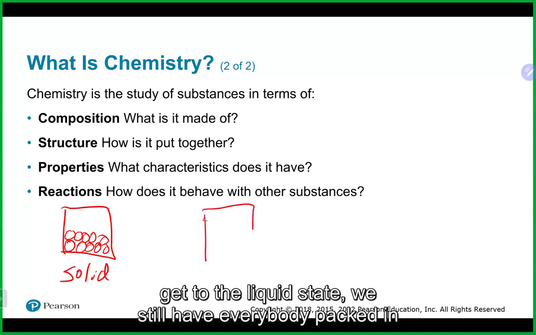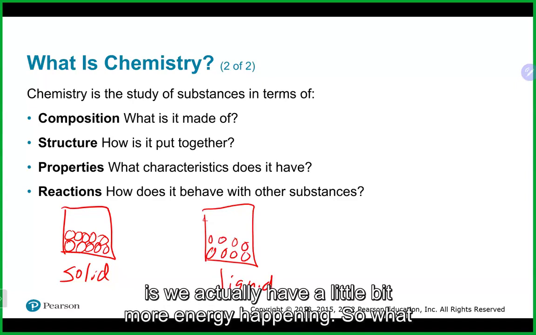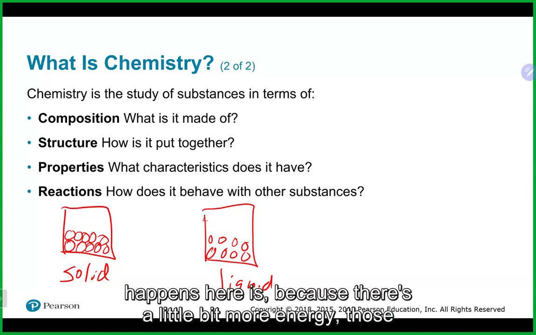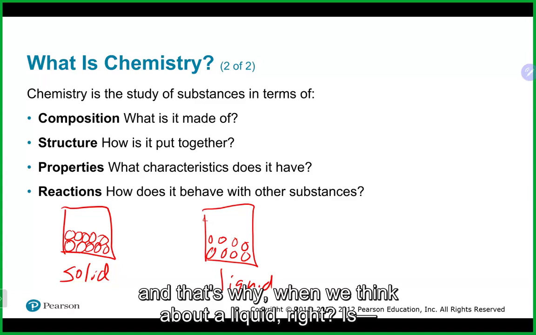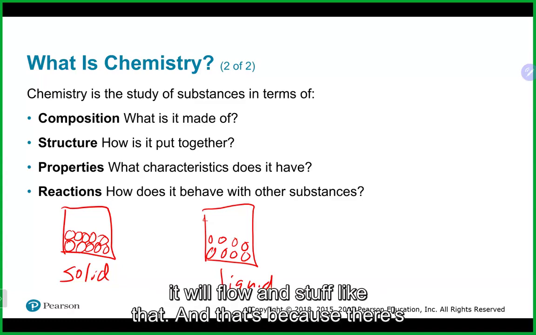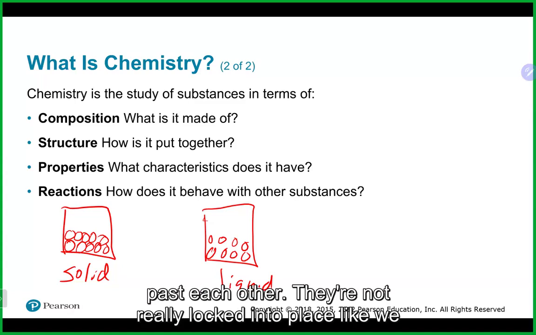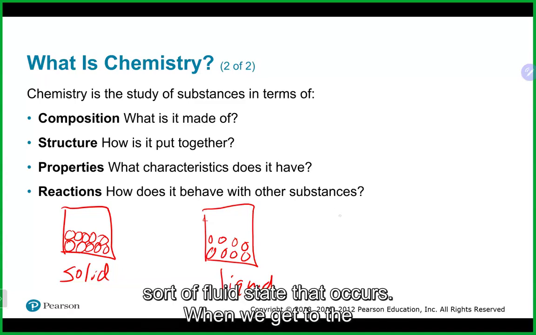When we get to the liquid state, we still have everybody packed in there relatively tight, but one of the major differences is we actually have a little bit more energy happening. Because there's a little bit more energy, those molecules or atoms are able to move past each other. And that's why when we think about a liquid, it is fluid, right? You can pour it, and it will flow. That's because there's a little bit more energy, and everybody can move past each other. They're not really locked into place like we typically see in the solid state. And again, we get this fluid state that occurs.